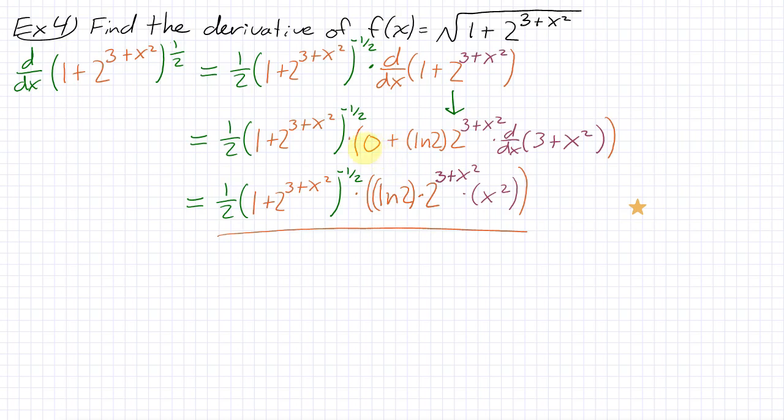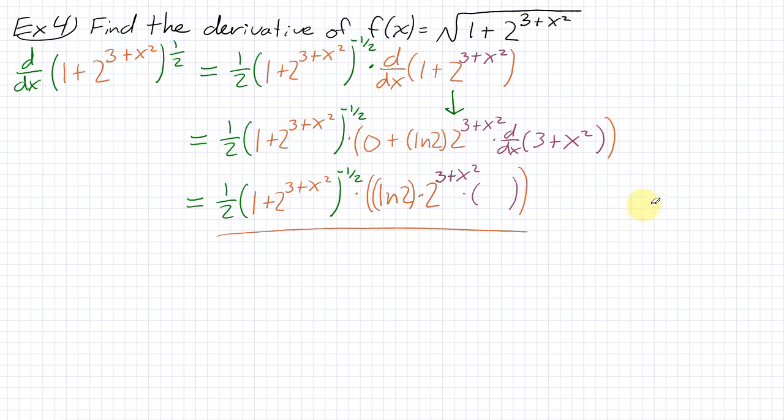Let's see, oh yeah, so the derivative of 1 is 0. The derivative of 2 to a power is natural log of 2 times 2 to that same power, just leaving the original function plugged in there, and then multiplied by the derivative of that original inner function. So that's using the chain rule a second time. And then just doing the derivative of 3 plus x squared gives you 0 plus 2x.